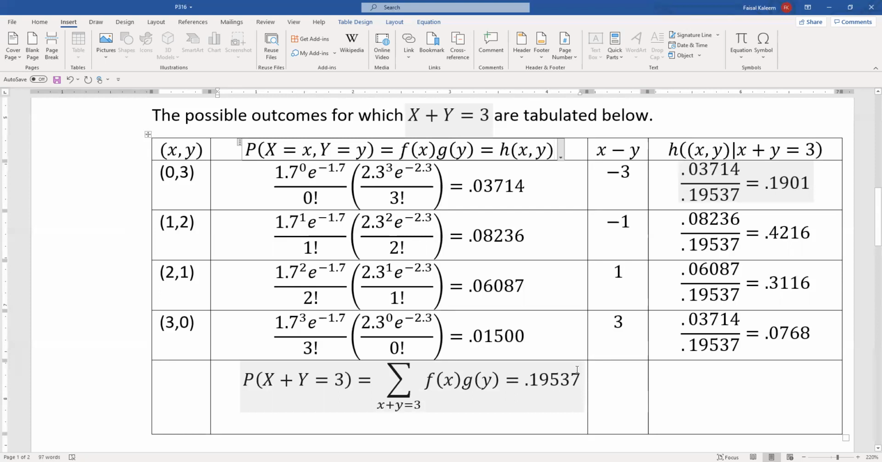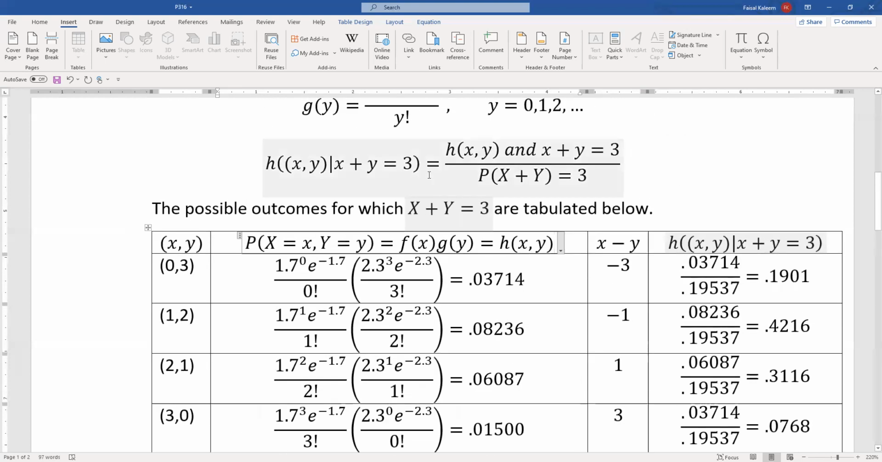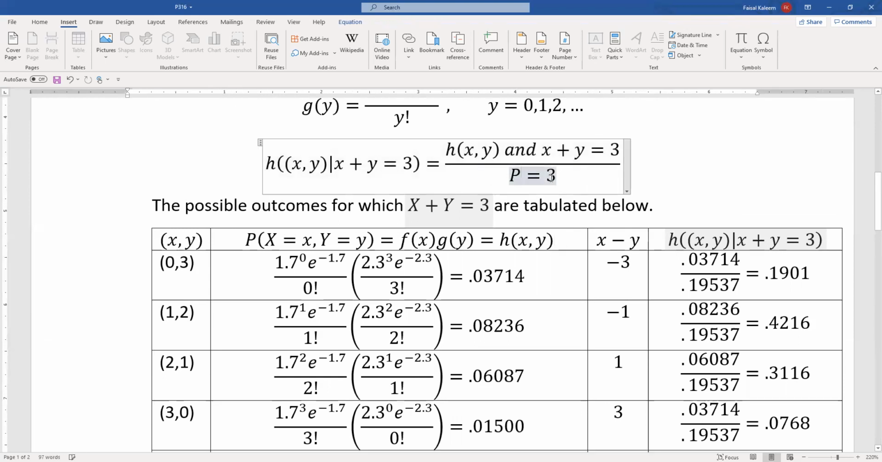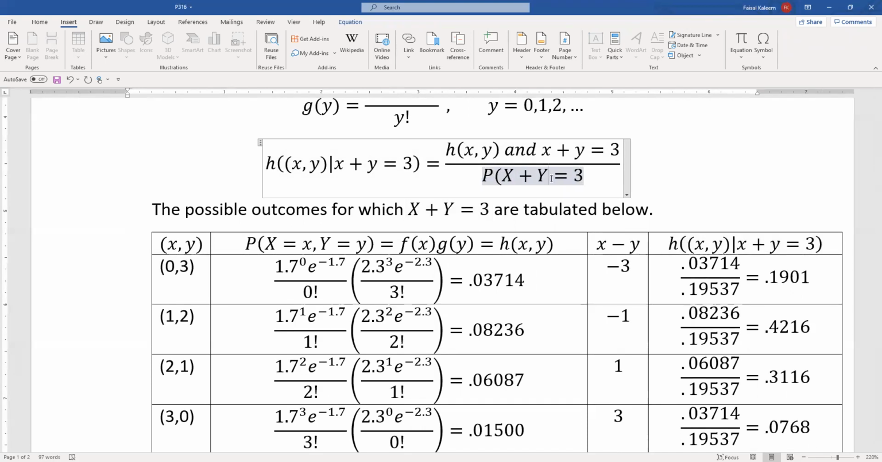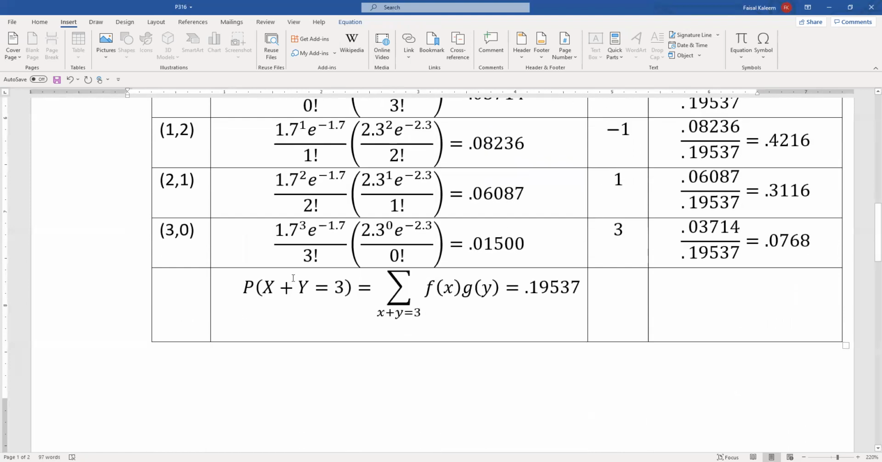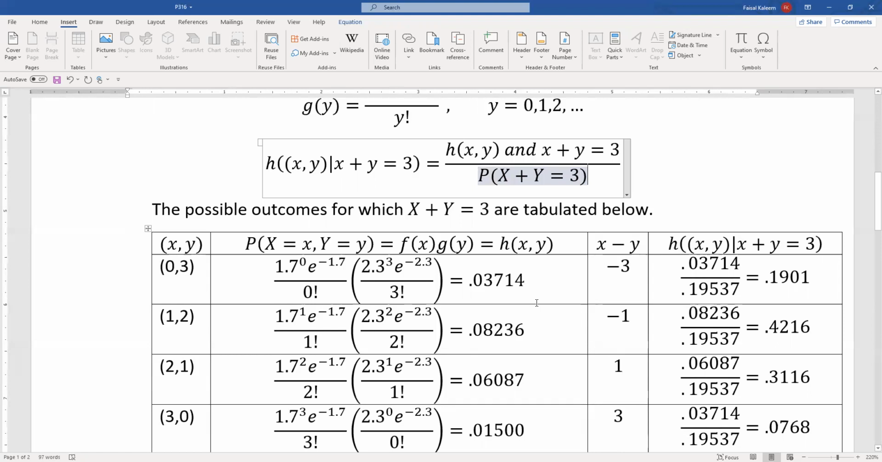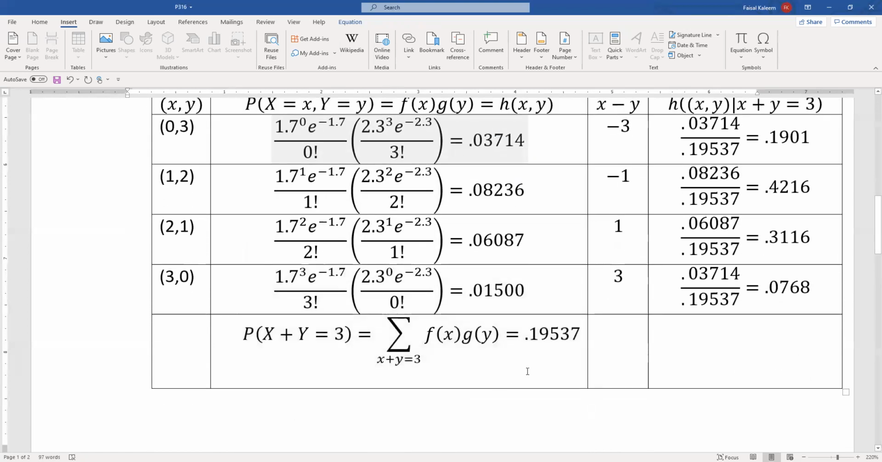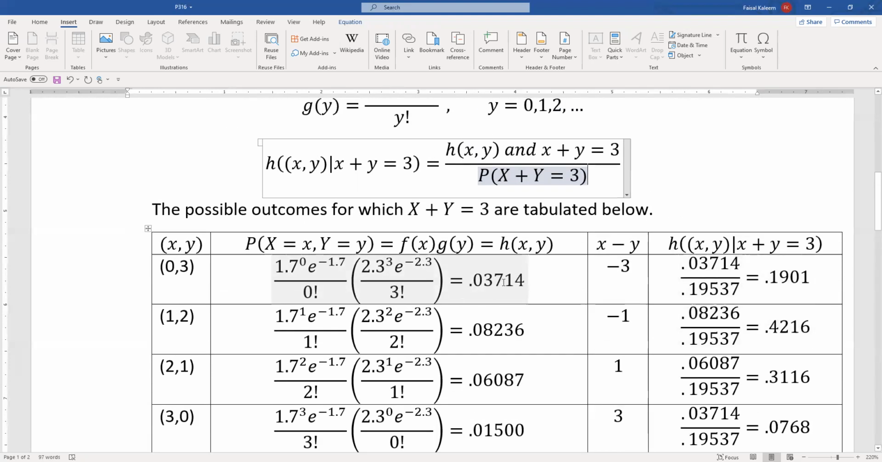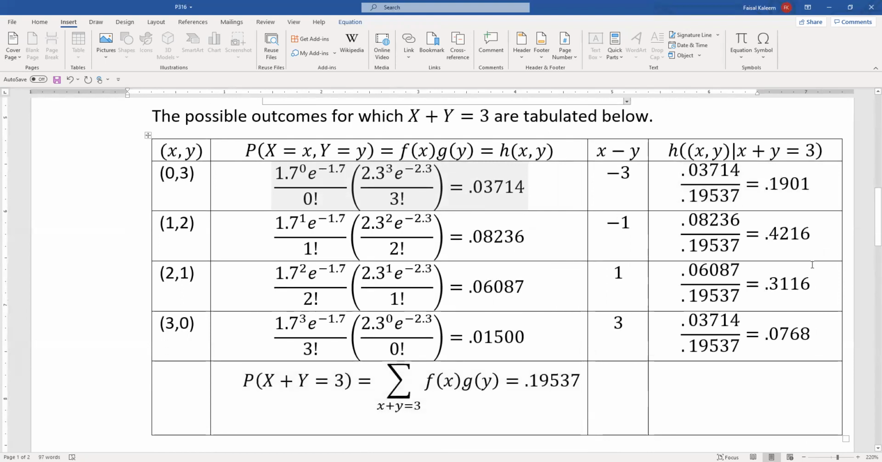So h of x, y given X plus Y equal to 3 will be our basic formula: h of x, y and X plus Y equal to 3, divided by the probability X plus Y is equal to 3. So we divide the entries over here by the total, which is the probability of X plus Y equal to 3. When we divide these entries by this sum, we get these values over here. And so this is the joint PDF that we need to sum against.